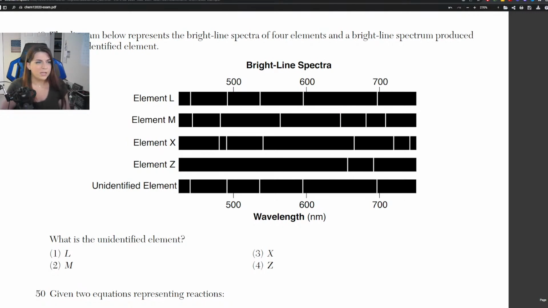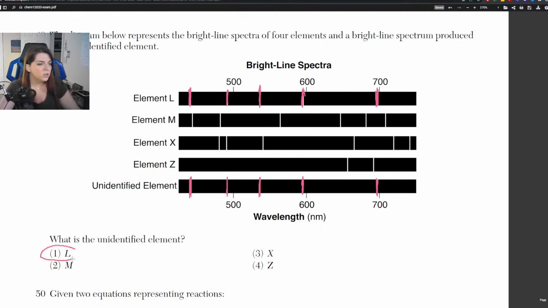You just need the lines to match. So the unidentified element is going to perfectly match element L, because this line here goes with that line there, this one and this one. They put the measurements on here so that as you look at them, they kind of line up. You could also just use the spine of your reference table to make sure that these line up nicely. Even a single line out of place means that your answer is wrong.